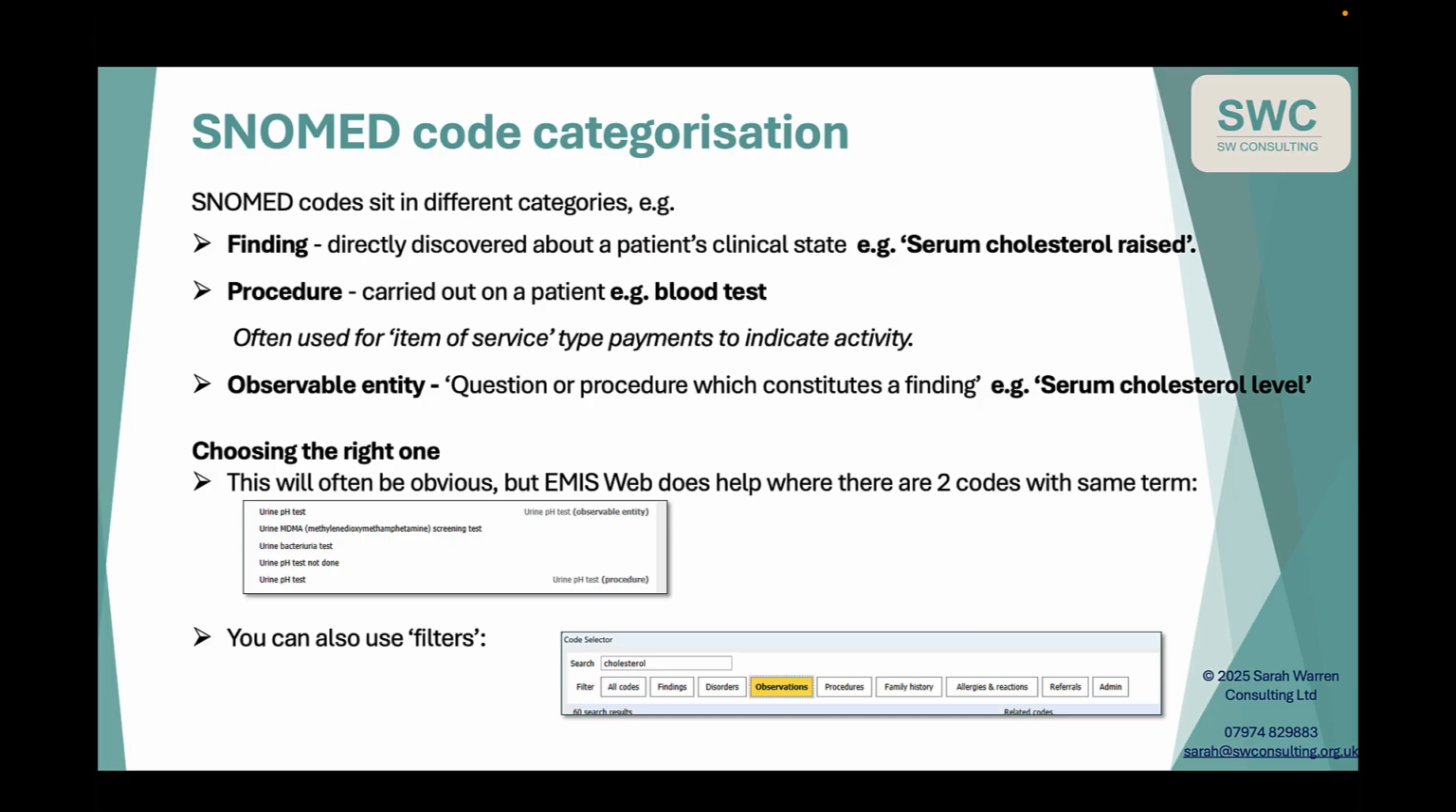And in those cases, EMIS Web does help. So for example, there you see urine pH test twice. One of them is the observable entity and the other one is the procedure. But remembering as well, you can also use your filters if you want to make sure that you're only picking up observations or procedures, etc. Then you can use the filters within your code selector.